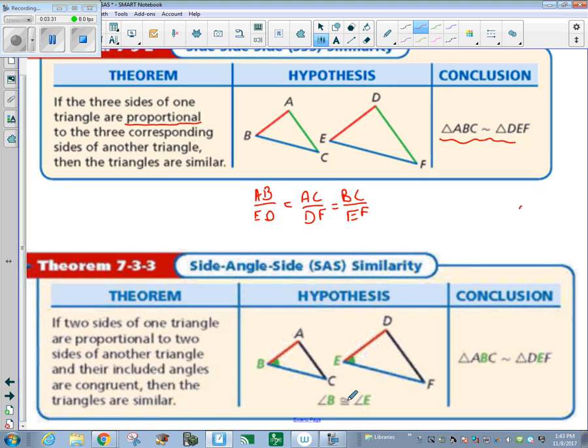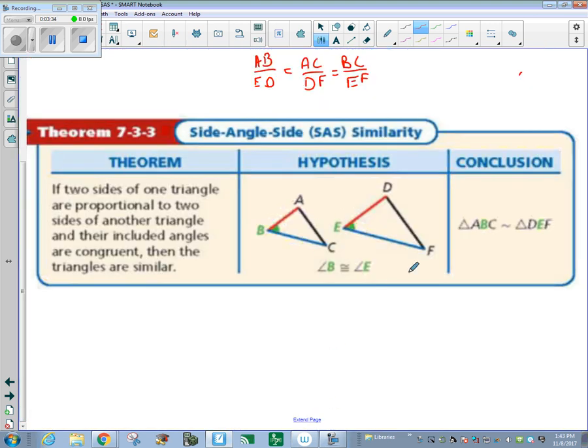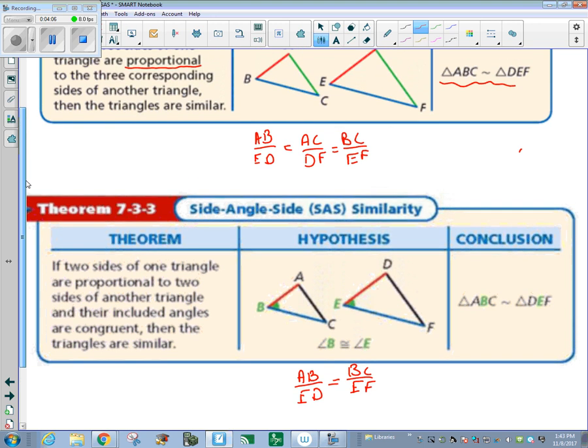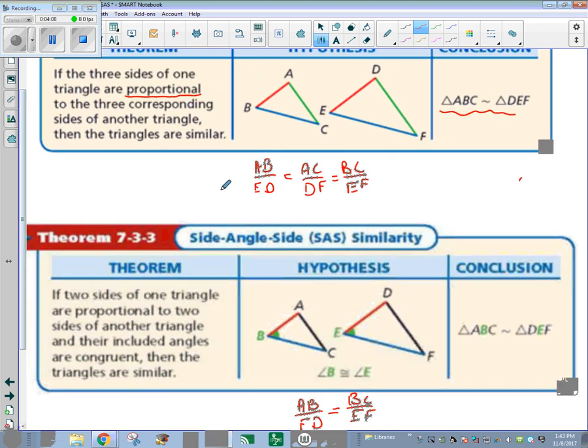In the other one, we have side-angle-side, which is very similar to side-angle-side congruence. The only difference is the sides are in proportion and the angles are congruent. So angle B and E are congruent here. So with that being said, we would have to prove that the fraction AB over ED is equal to BC over EF. If those fractions are equal to one another, then we have side-angle-side similarity, because we know these angles are congruent to one another. So please pause the video here and write down the information that you need, and then we can move along.